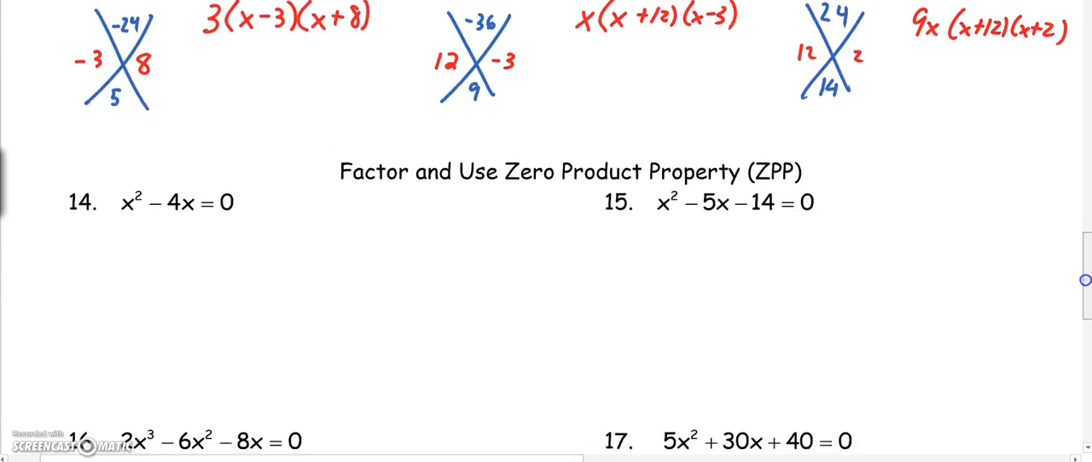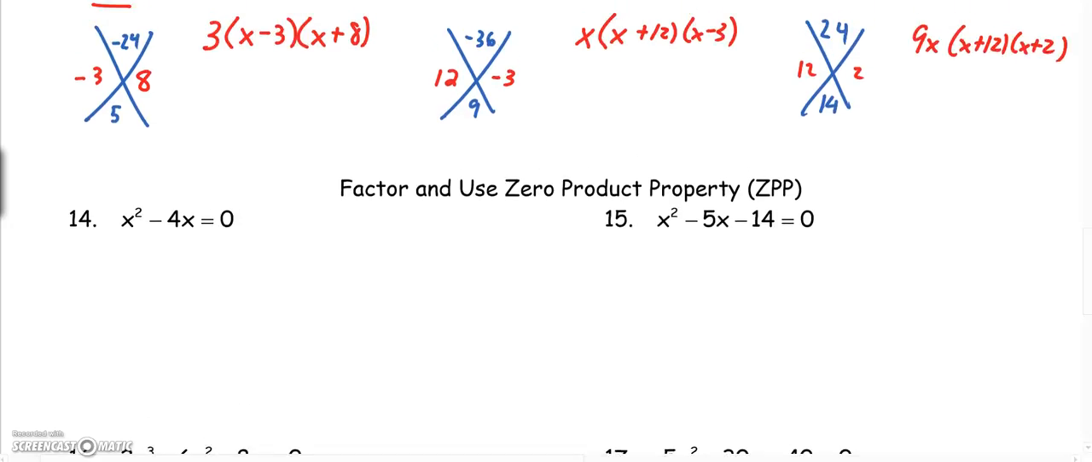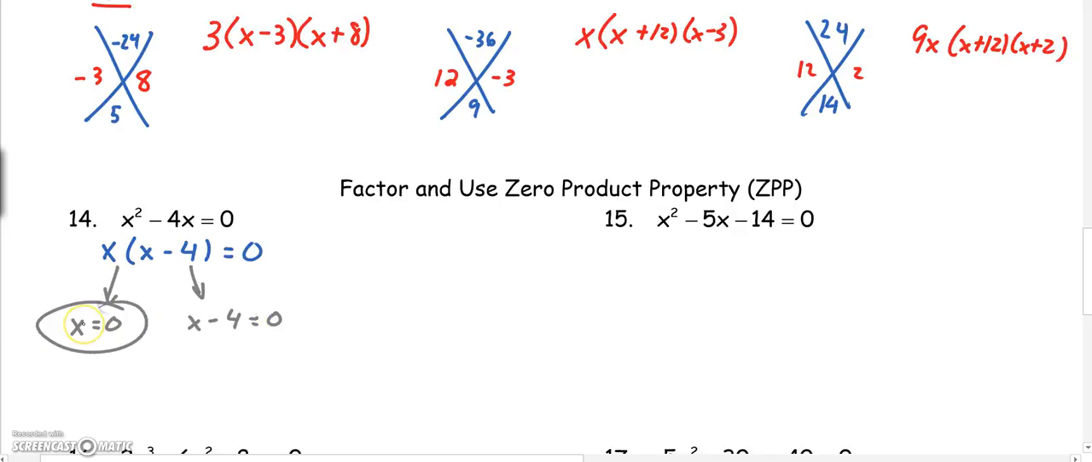The last thing we're going to look at is zero product property. So with zero product property, when it's set equal to 0, you're still going to factor. So in 14, this has two terms, so it has to be a GCF problem. So my GCF here is x. So I'm left with x minus 4 equals 0. Now, because it's set equal to 0, we're going to use the zero product property, where we take each set of parentheses or term and set equal to 0. So we have x equals 0 and x minus 4 equals 0. We're going to solve for x. This one, x is already solved for. Here I'm going to add 4, so x equals 4. So I'm going to get my solutions at the end using zero product property.